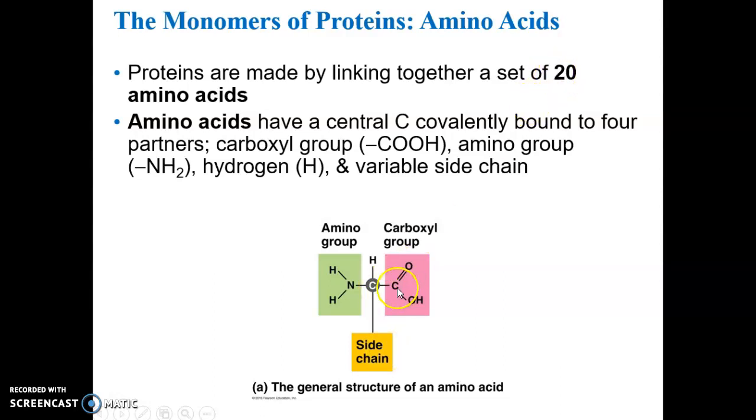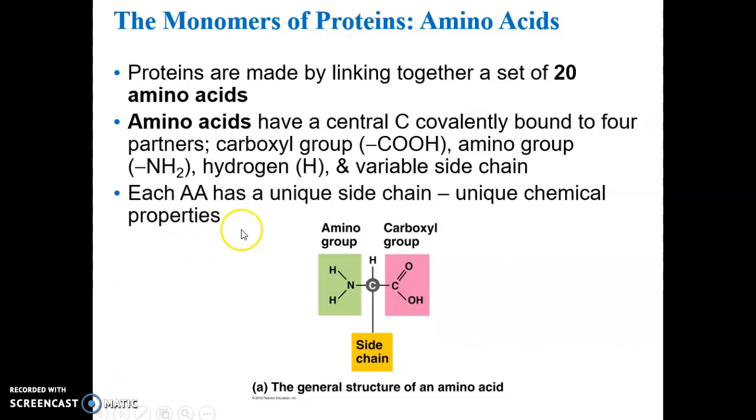So all 20 amino acids have the same amino group, lone hydrogen, and carboxyl group, and what's different is this side chain, and that makes the different amino acids have different chemical characteristics. Okay? So AA here means amino acid.